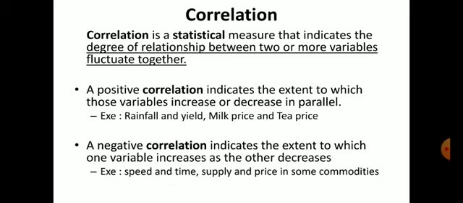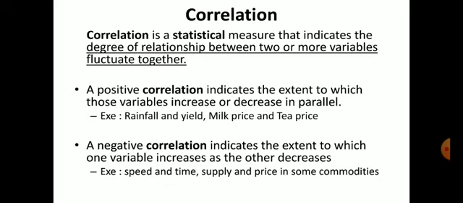Similarly, there are n number of factors like age and BP, petrol price and bus fare, sugar price and tea price, or time and work. There is some relationship between these variables, right? That's why correlation is a statistical measure that indicates the degree of relationship between two or more variables. That is what we call the definition of correlation.